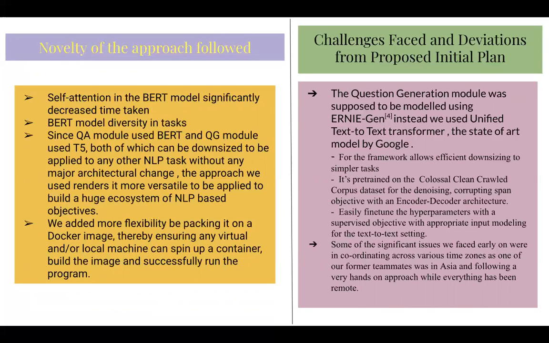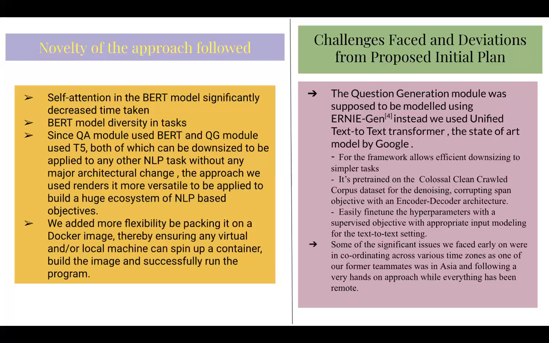One of the main deviations from the proposed initial plan was to not use ERNIE-GEN, but rather replace it with T5, which is the state-of-the-art result by Google. The reason for the same was that ERNIE-GEN could not be used downstream for other tasks. Also, it was harder to use and was way too enormous in comparison to T5.